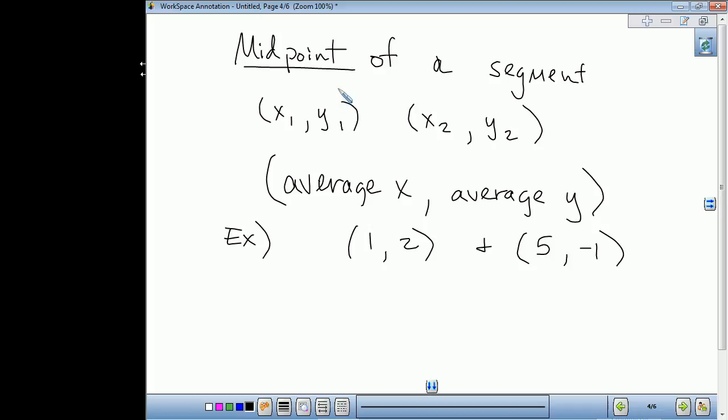Okay. Now, our next topic today in the coordinate plane has to do with midpoint and finding the midpoint of a segment in the coordinate plane. Now, midpoint is the middle. It is halfway. How do we find the middle? We divide by 2. So, you average your x's, you average your y's. You add them up, you divide by 2. That is all there is to midpoint.